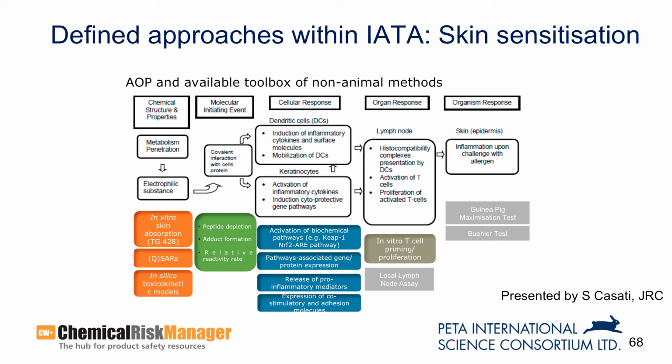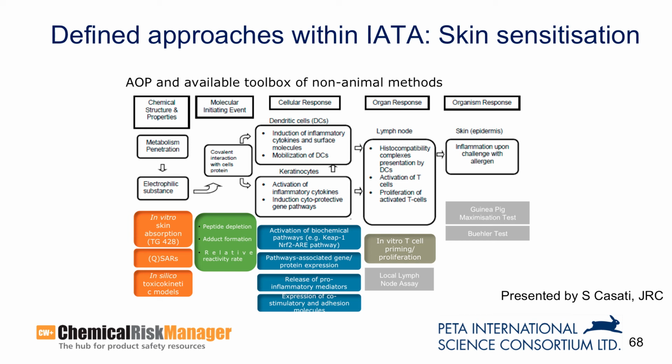So for the molecular initiating event, there are assays that look at peptide depletion or adduct formation or relative reactivity rate. For these different cellular responses, there are assays now that look at dendritic cell activation or activation of keratinocyte sites. And to that extent, can we combine and use that information in an integrated way and represent it in a defined approach? The reason for that, in part, is to move away from some of the expert judgment and have some degree of confidence in the outcome that one is going to get.